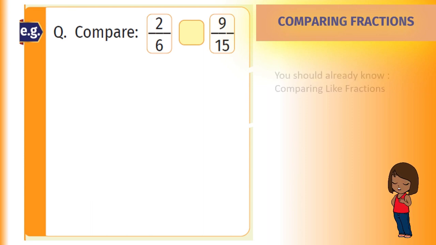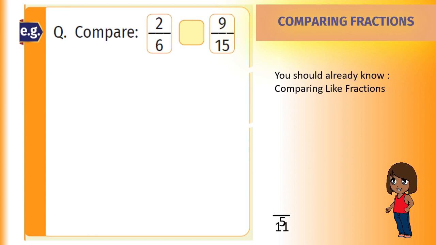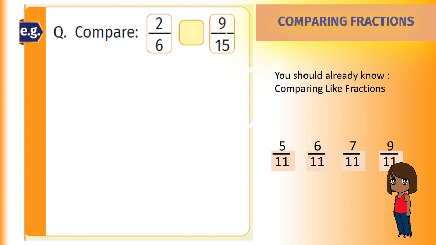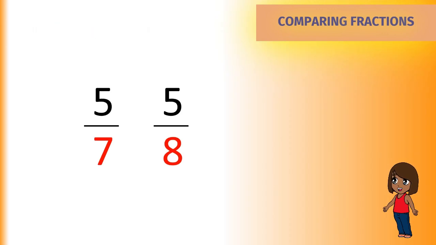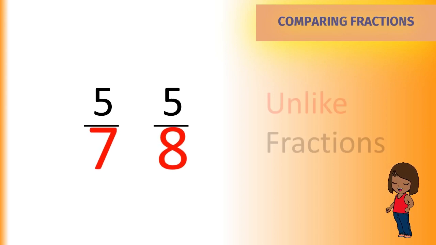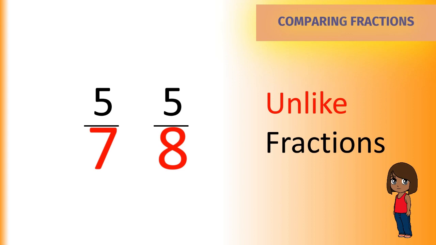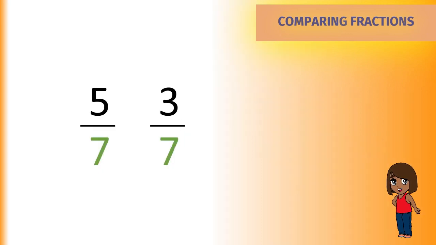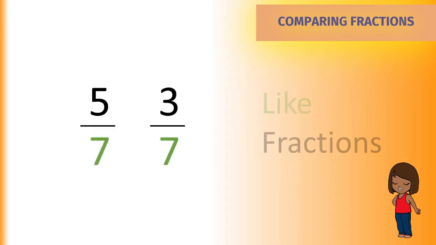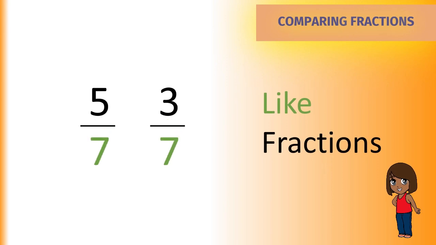Before we start, you should know how to compare like fractions. Like fractions are fractions with the same denominator. Let's take 5 by 7 and 5 by 8. Here, denominators are different, so 5 by 7 and 5 by 8 are unlike fractions. On the other hand, 5 by 7 and 3 by 7 are like fractions because the denominator is the same, 7.